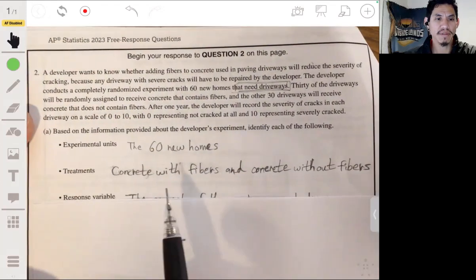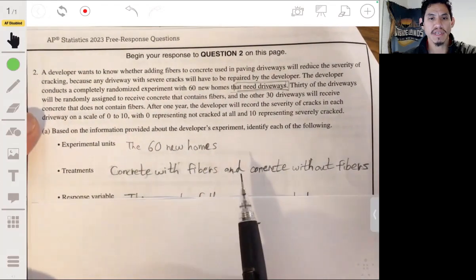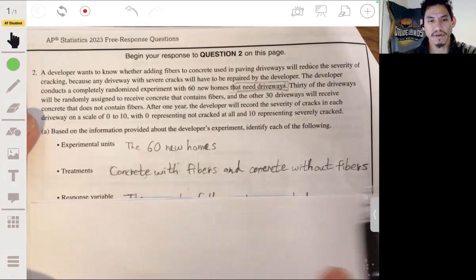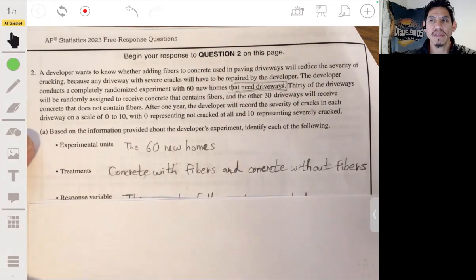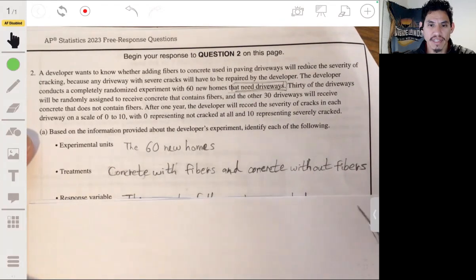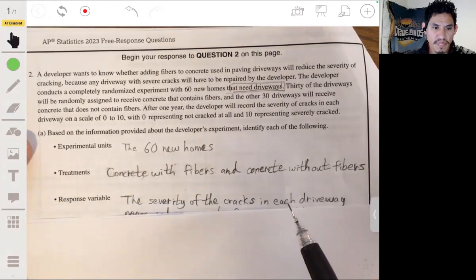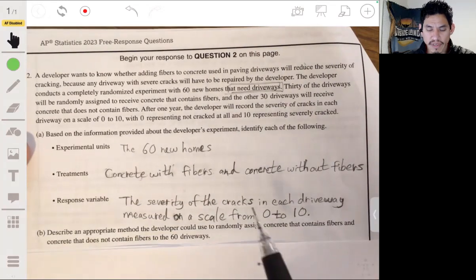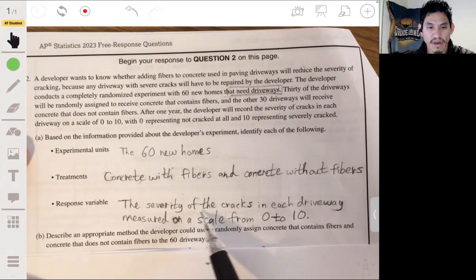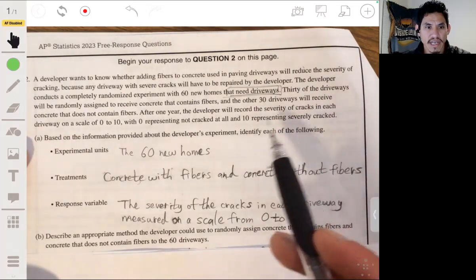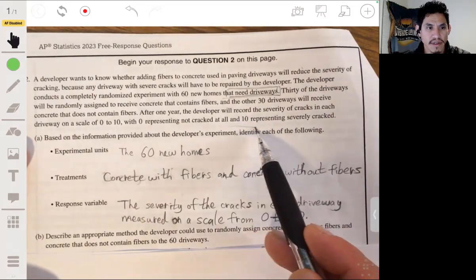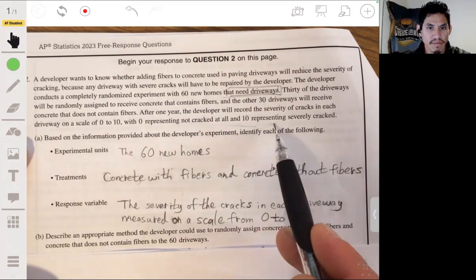Okay, the treatment will then be the concrete with fibers and the concrete without the fibers. So they're going to make the driveways with these fibers, or they're going to make these driveways with the concrete that doesn't have it. And then the response variable is going to be the severity of the cracks in each driveway. So they're going to measure it on a level from 0 to 10, as it says here: 0 representing not cracked at all, and 10 representing severely cracked.